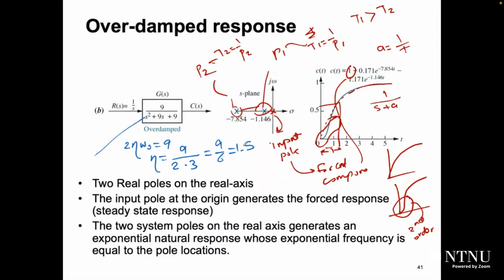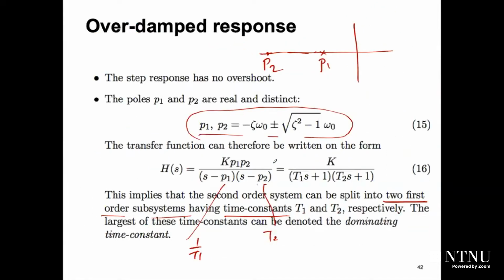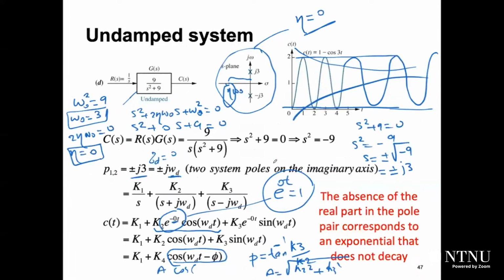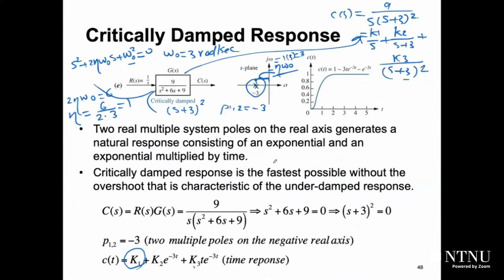So for overdamped, zeta is greater than 1. But for critically damped, zeta equals what? Zeta equals 1. And the response would be like this one, the time response. So it's two repeated poles on the negative real axis, which means your system is stable because we don't have any poles on the right-hand side. They are located in the left-hand side of the s plane. But because it's repeated, the time response will look like this one.